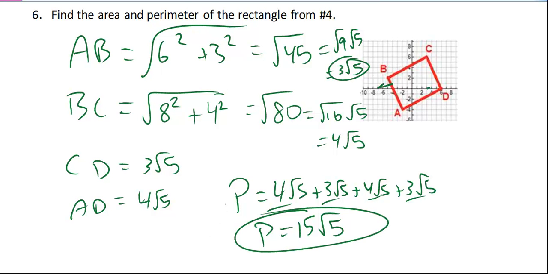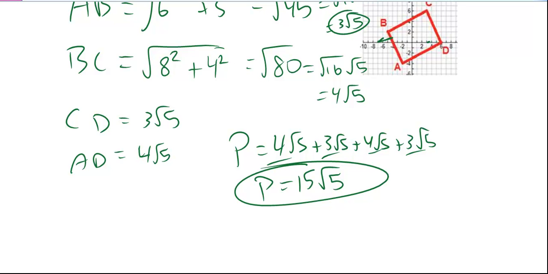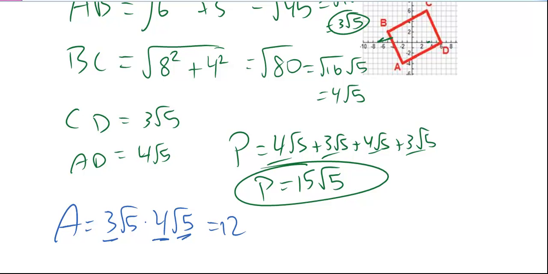To find area, I need to multiply my base times my height, or two adjacent sides, so my area should be 3 root 5 times 4 root 5. 3 times 4 gives me 12. Square root of 5 times square root of 5 gives me 5. And my area is 60 units squared.